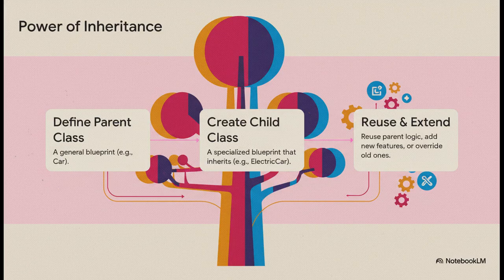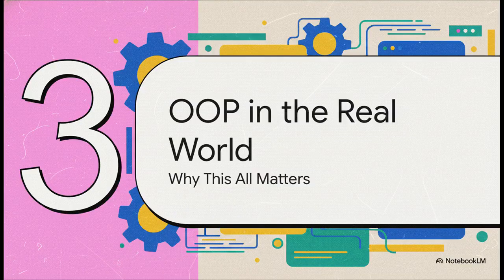So here's the takeaway. Inheritance lets us build a kind of family tree for our code. You start with a general parent class, the main blueprint. Then you create more specific child classes that get all the parent's features for free. From there, you can reuse what you need, you can extend it with new features, and you can even override old features to make them behave differently. It's just a fantastic way to keep your code DRY. Don't repeat yourself.